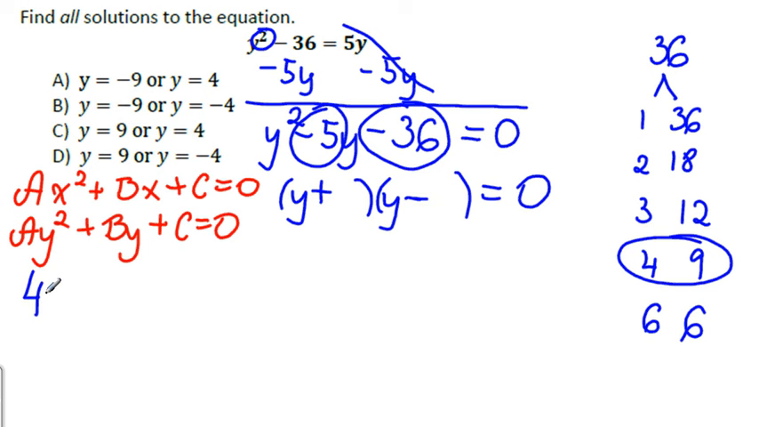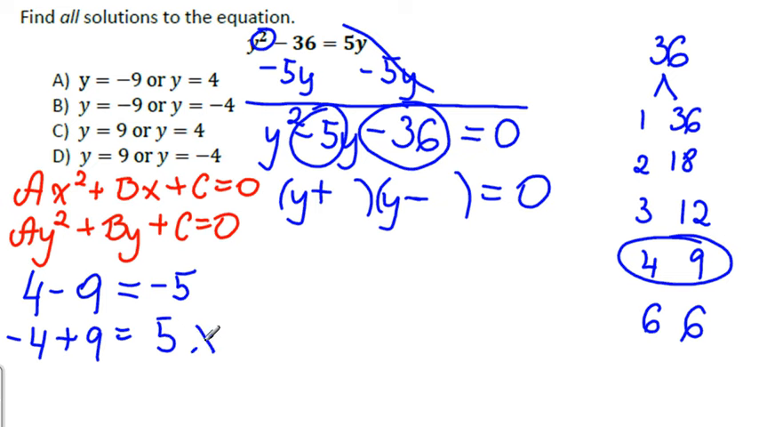Now, is it 4 minus 9, or maybe negative 4 and positive 9? When you take a look at the first one, 4 minus 9 is exactly negative 5. Negative 4 plus 9, on the other hand, gives us positive 5, so that's not the one that we need. The first one, negative 5, matches the middle coefficient. So let's plug it in: positive 4 and negative 9.